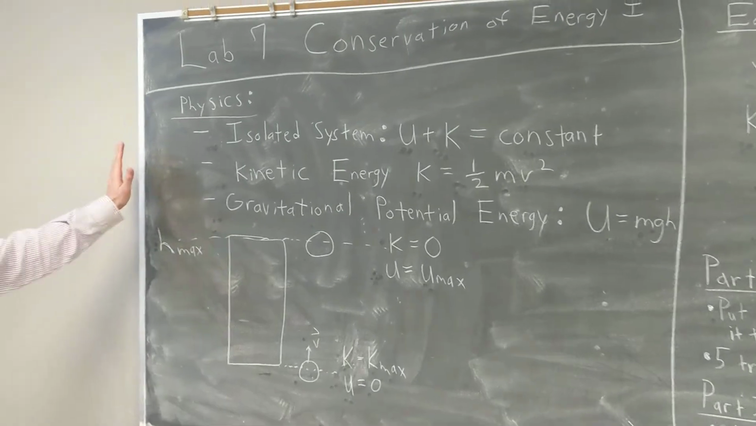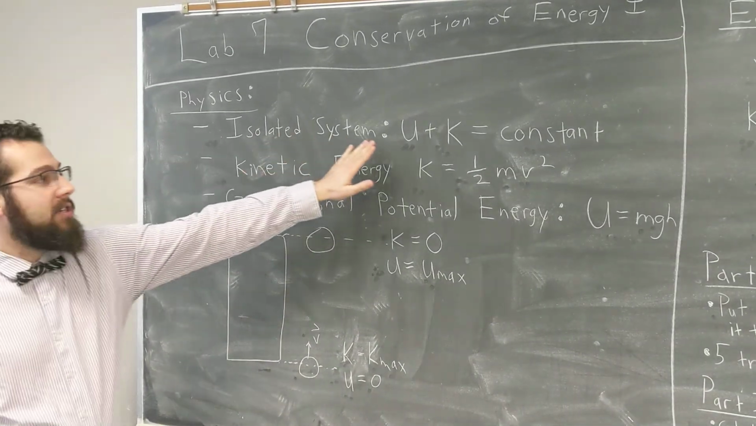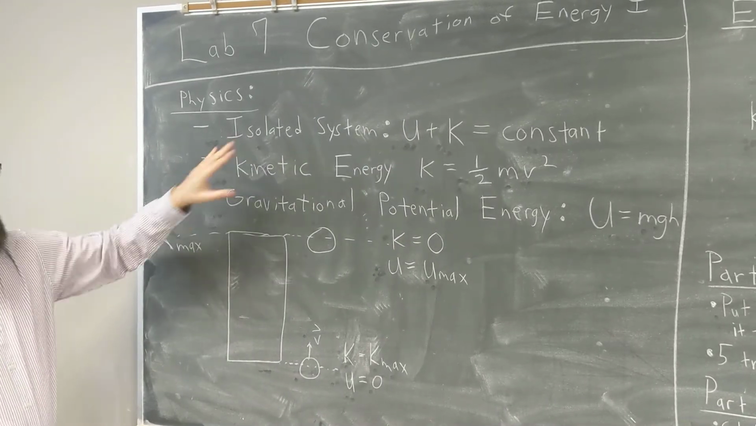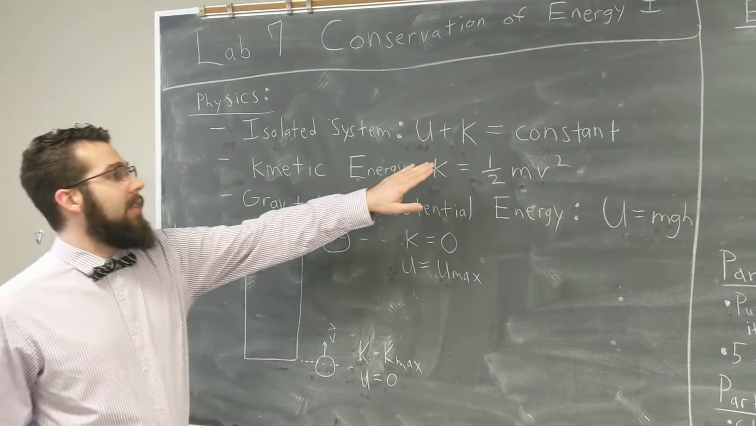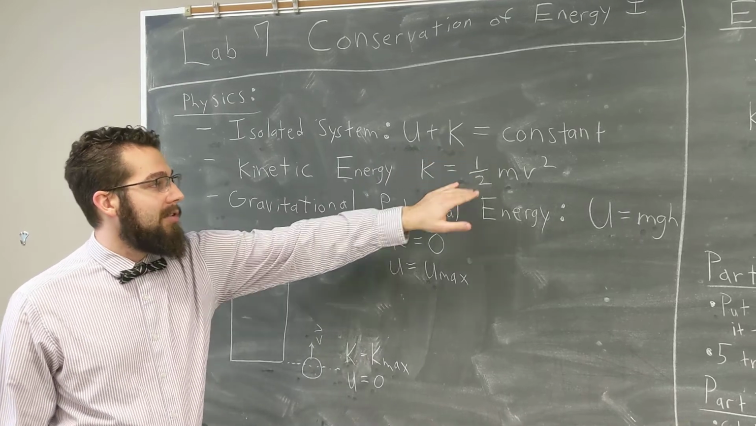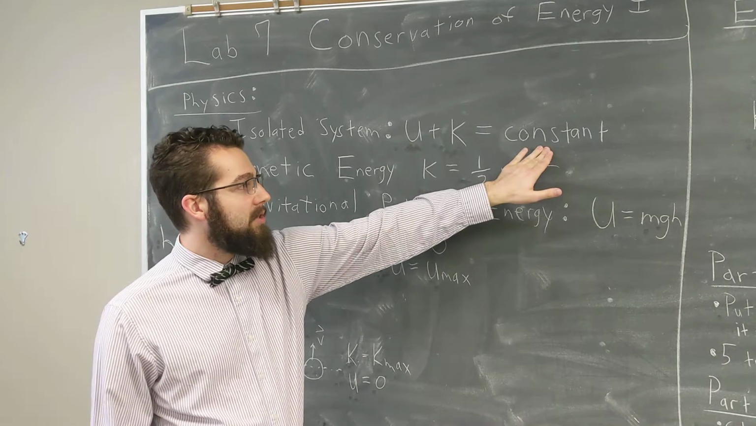So we have some new physics we'll talk about, starting with what is an isolated system and how energy behaves in it. So we can think of an isolated system as something that is just closed off with no interactions to the outside world. And then we have the two forms of energy, potential and kinetic. And so in an isolated system, if we add them up at any point, they'll equal a constant value.